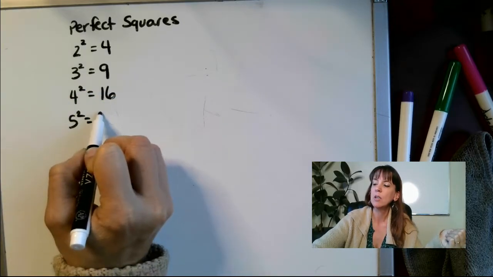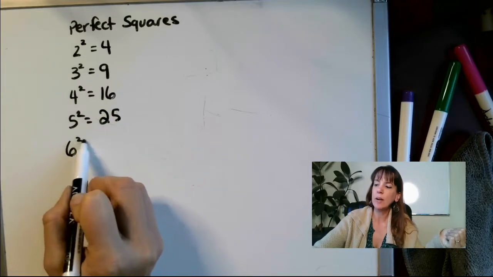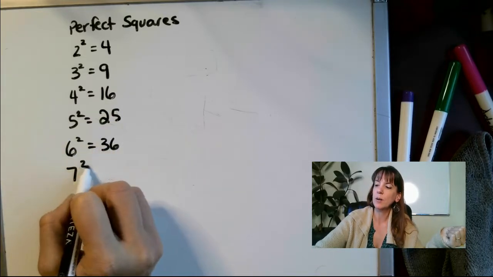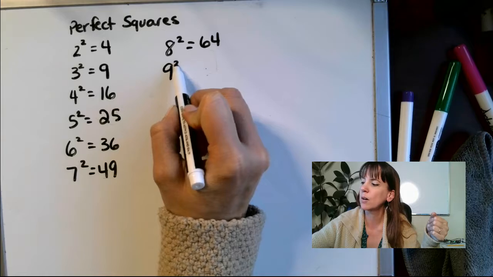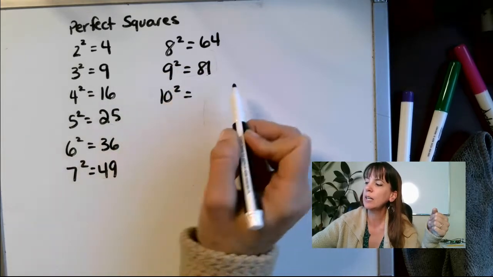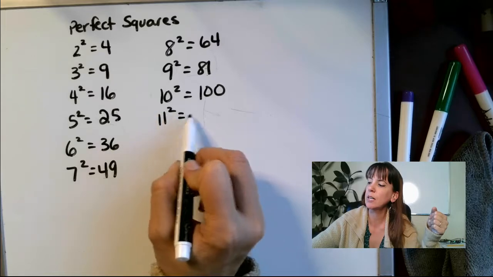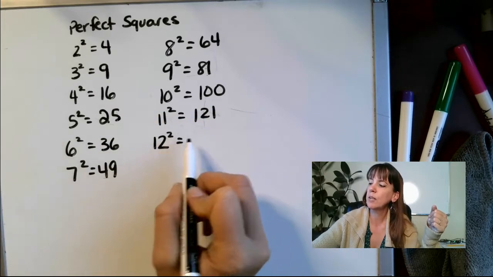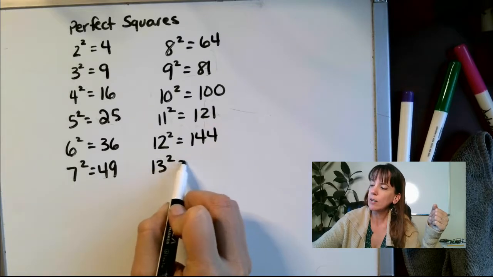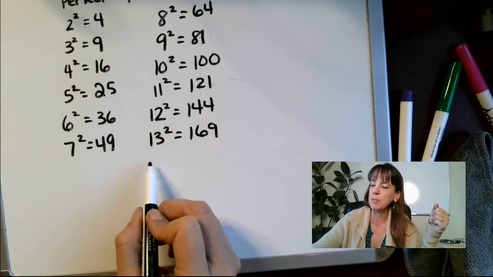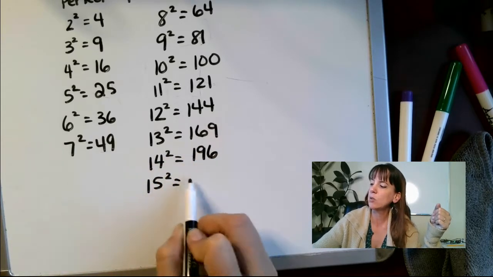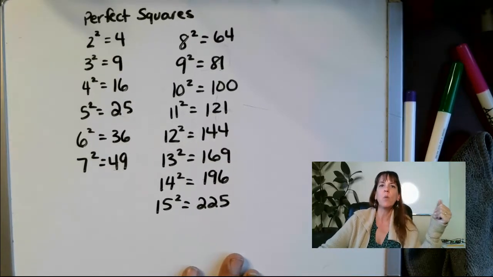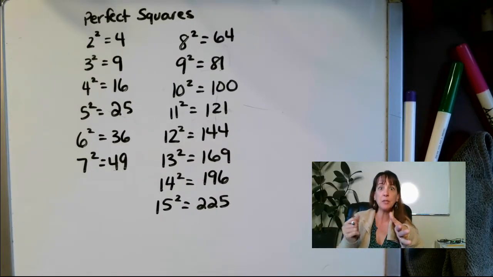5 squared equals 5 times 5 is 25. 6 squared equals 36. 7 squared equals 49. 8 squared equals 64. 9 squared equals 81. 10 squared equals 100. 11 squared equals 121. 12 squared equals 144. 13 squared equals 169, and 14 squared equals 196. Then 15 squared equals 225. So 1 through 15, guys, you want to flag this so that you can flip back to it, because these are going to be really helpful. You're going to be referencing these quite a bit.